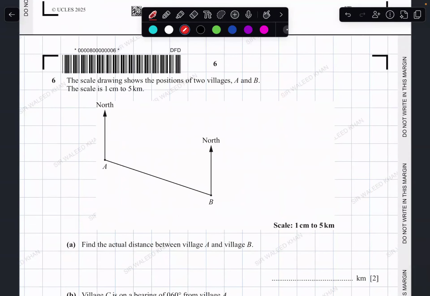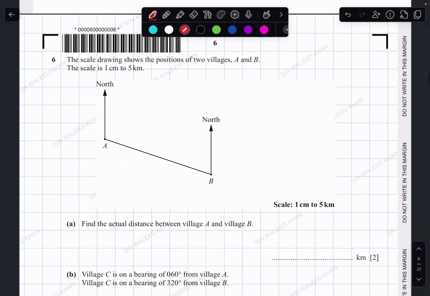The scale drawing shows the position of two villages, A and B. The scale is 1 centimeter to 5 kilometers. Find the actual distance between village A and village B. Okay. Maps and scales. So they give you a scale, you convert it. The original scale is converted into a scale for a paper, a map. So that is a smaller scale. The actual scale is a bigger scale. So 1 centimeter to 5 kilometers. Find the actual distance between village A and village B.